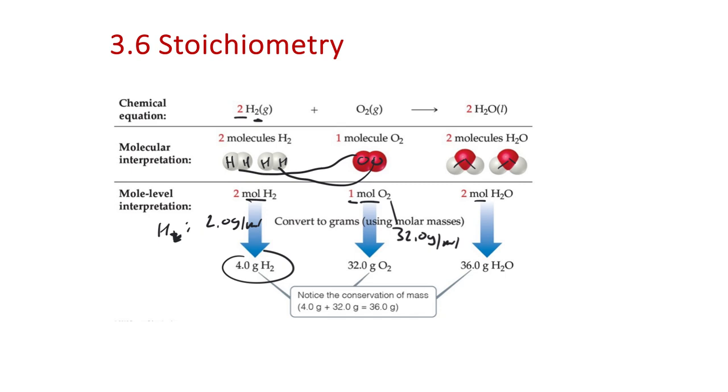Why 36 grams? Well, in one way, because it's the sum of the 2 masses. We're not creating or destroying mass in the reaction, and we know the reaction's balanced. But also because water is 18.0 grams per mole. There's 2 moles of water, so 2 times 18.0 is 36.0.